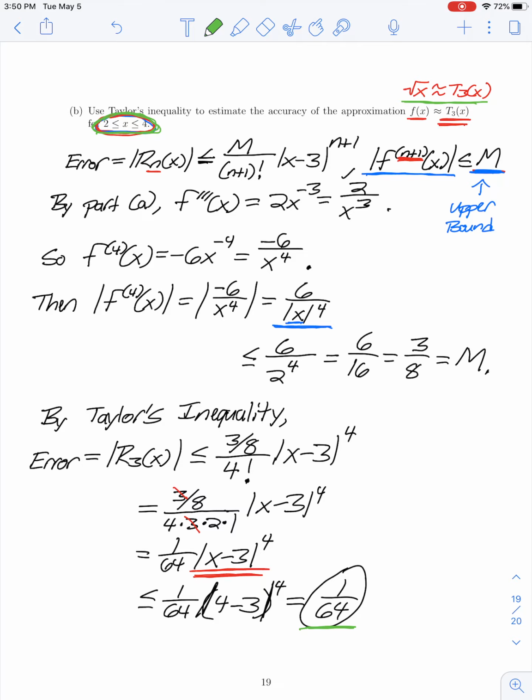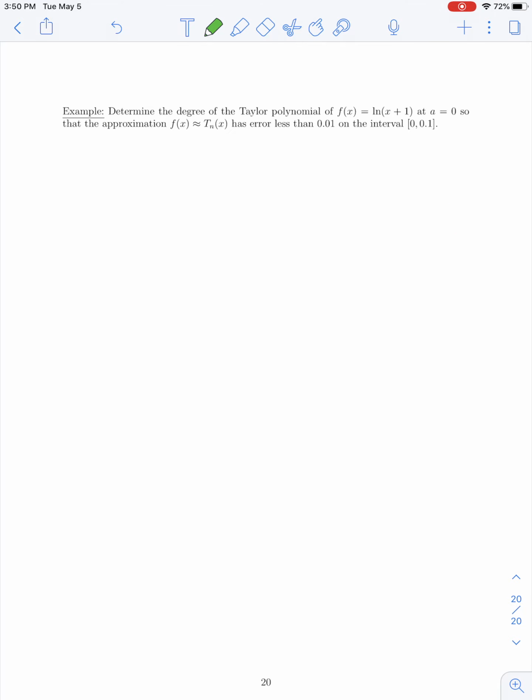So in our last example, let's look at a more practical application of Taylor's inequality. In this next one, we are asked to determine the degree of the Taylor polynomial of the function f of x equals log of x plus 1 centered at 0, such that approximating our function by that nth degree Taylor polynomial will have an error of less than 1/100th on the interval from 0 to 0.1.